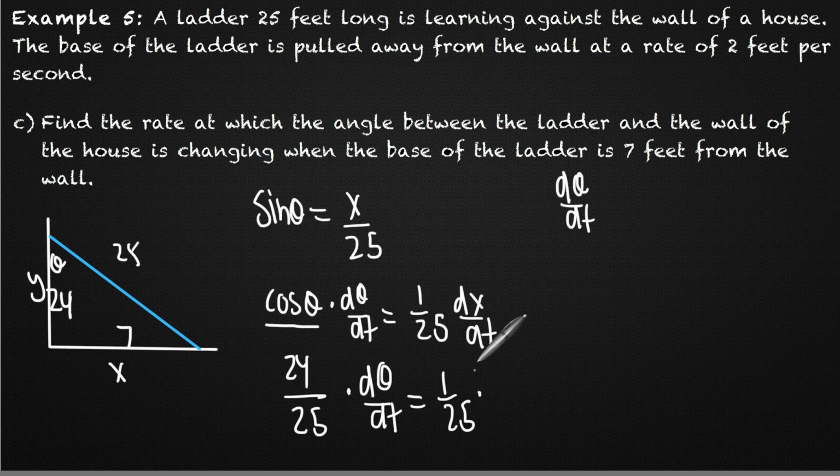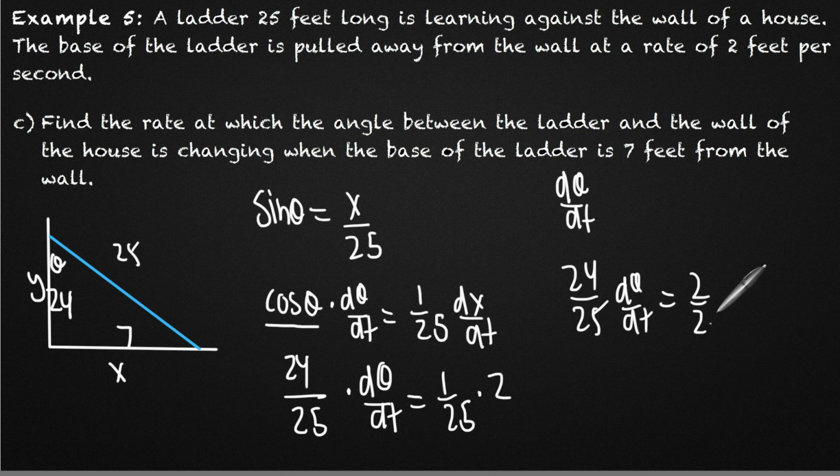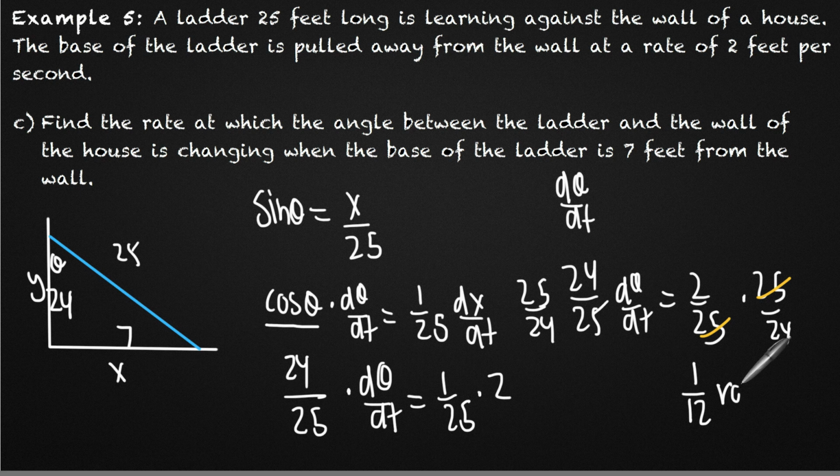And then dx/dt from the very beginning of the problem was 2. So we have 24 over 25 d theta/dt equals 2 over 25. We multiply by the reciprocal on both sides. It's going to be 25 over 24, and that's going to cancel out the 25s. And then 2 over 24 reduces to 1 over 12. And it's going to be in radians per second.